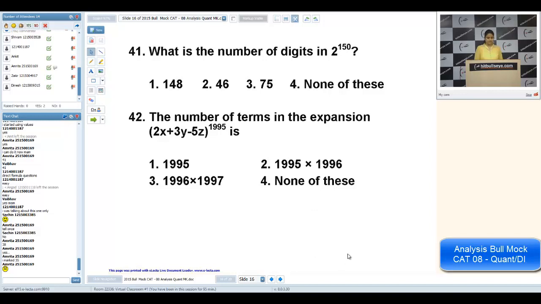Okay, what about 42nd? I think in the analysis session of Bulkat 1 or 2, a similar question was there. I explained all the possible questions on this question. Any problem in this? Formula based once again.